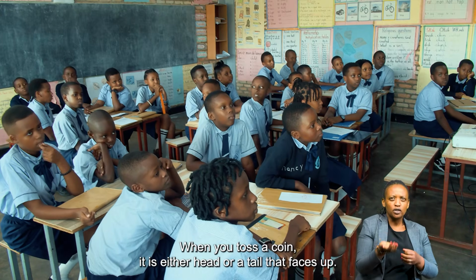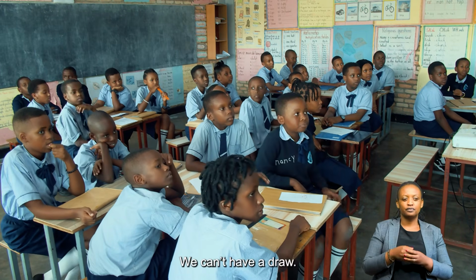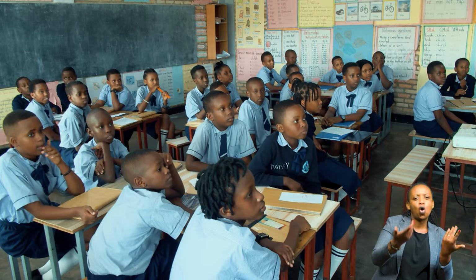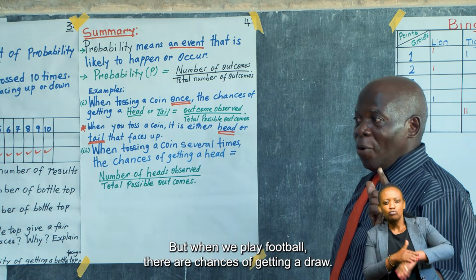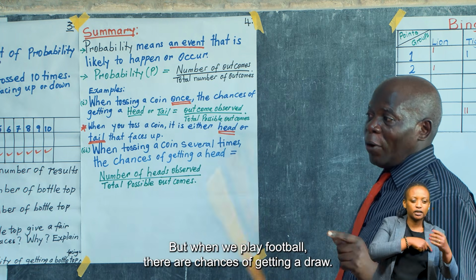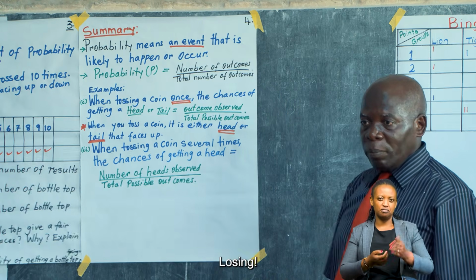When you toss a coin, it is either head or a tail that faces up. We can't have a draw. But when we play football, we can. There are chances of getting a draw. There are chances of winning. There are chances of losing.